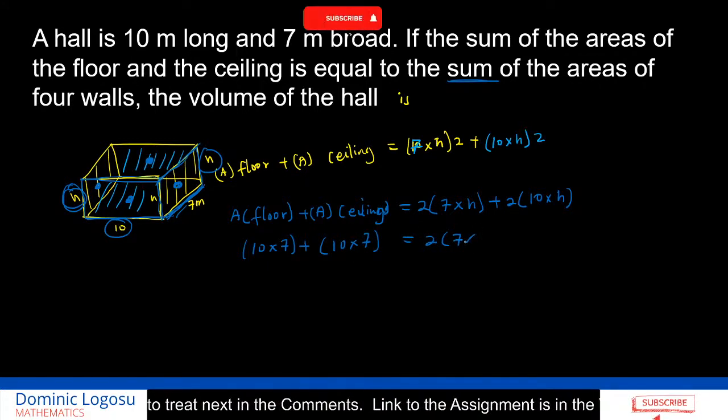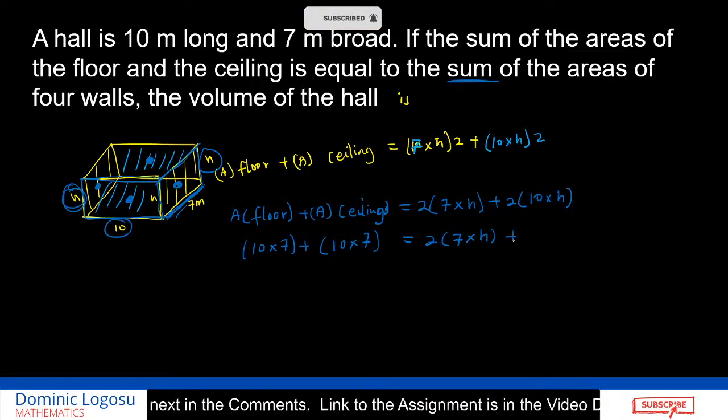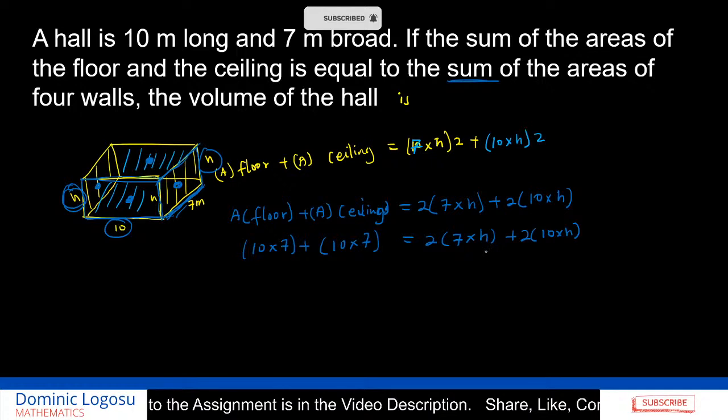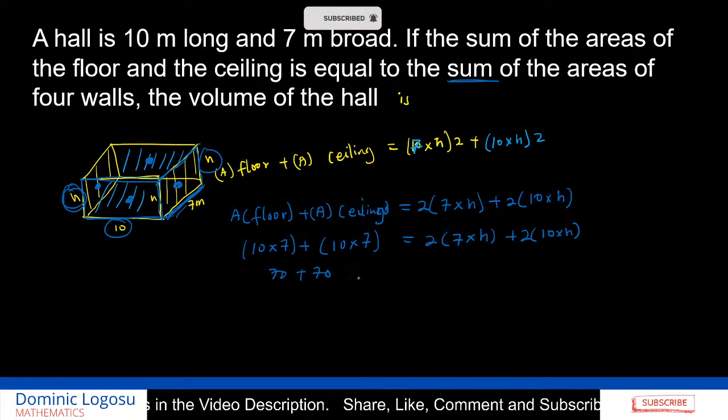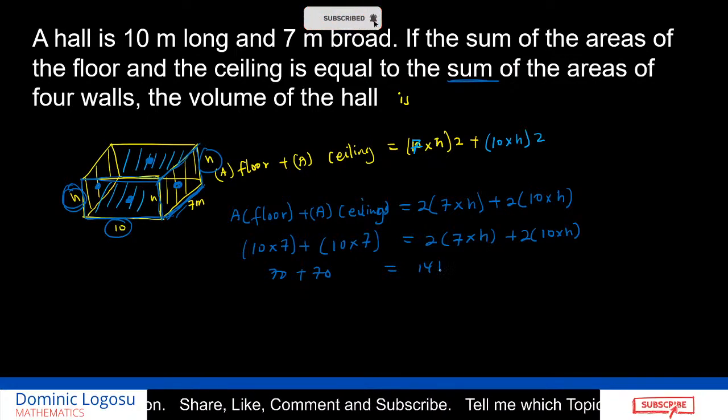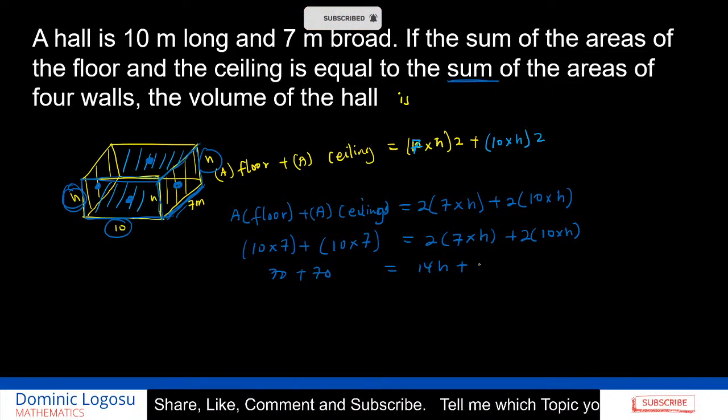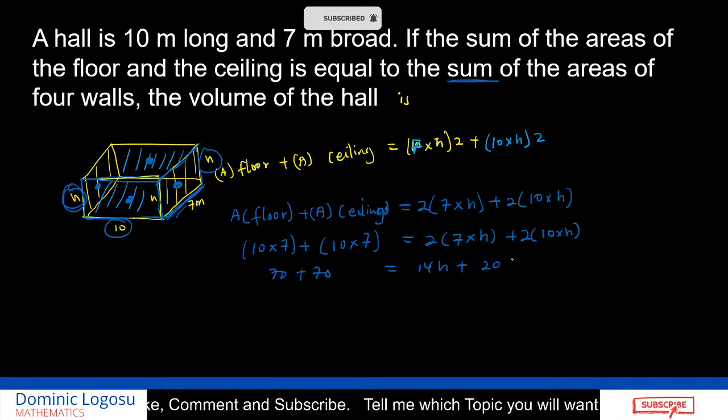So why are we writing all this? Because we need volume, we need the height. So we would have to quickly use this to find the height in order to get the volume. Solving this should give us 70 plus 70, which will be equal to that. So we want to expand this. This should give us 14h plus 20h.